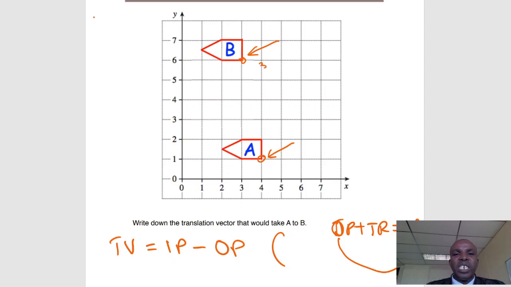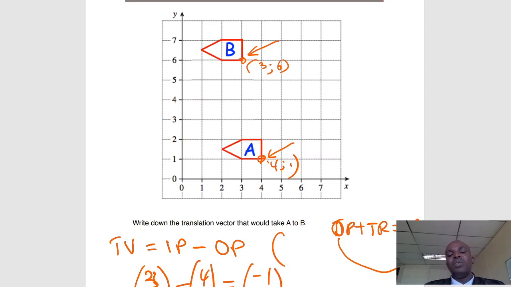We can take this point is 3, 6. So it will be 3, 6 minus original point is 4, 1. This one is 4, 1. Then the vector 3 minus 4 is minus 1. 6 minus 1, 5. Done. That will be the vector.